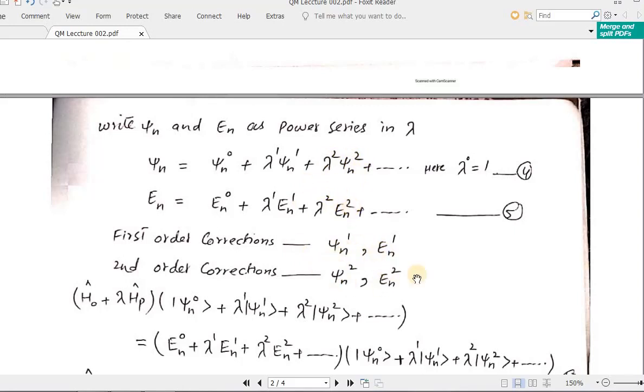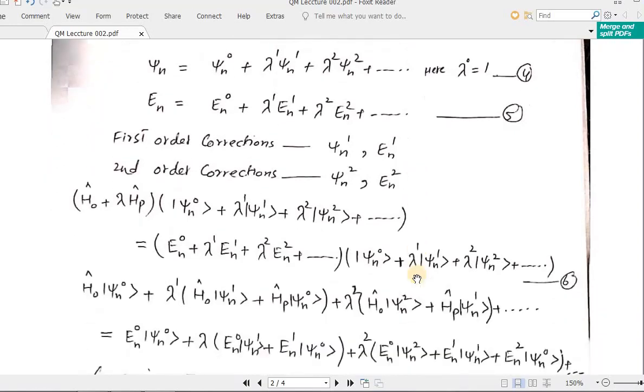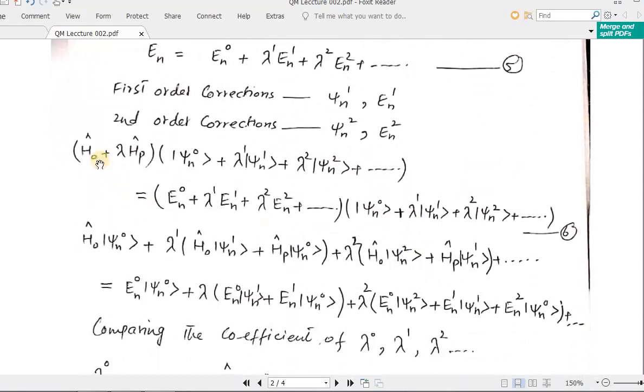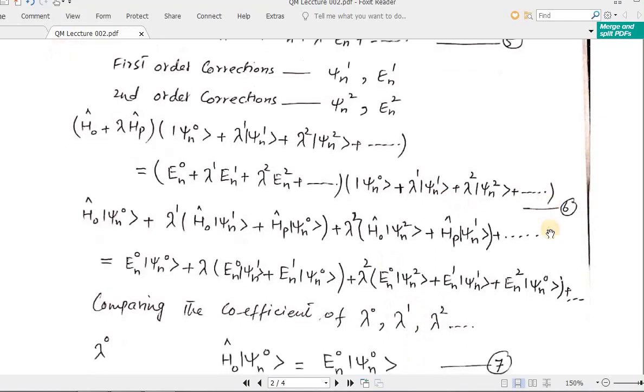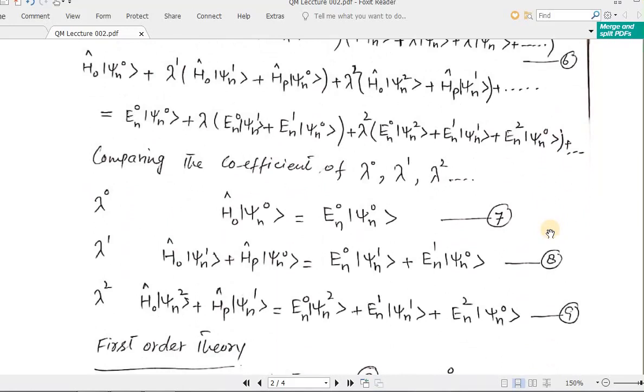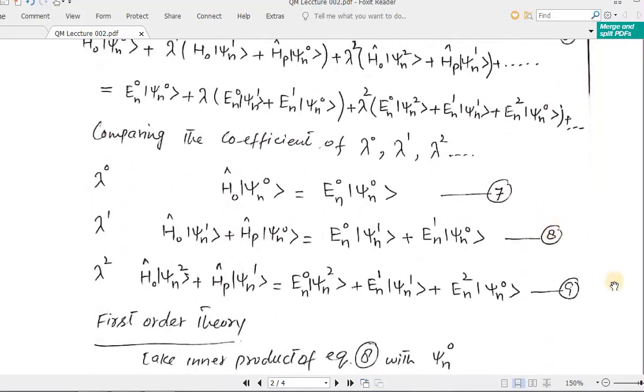Using equations 3, 4 and 5 in equation 2, this equation 2 modifies as H naught plus lambda Hp, this bracket for psi n, this bracket for E n, and this bracket stands for psi n. Comparing the coefficients of lambda to the power 0, 1 and 2 in equation number 6, after performing some mathematical calculation, we got these three equations: equation numbers 7, 8 and 9. Equation number 7 represents the coefficient of lambda naught, equation number 8 represents the coefficient of lambda 1, and equation number 9 represents the coefficient of lambda 2.